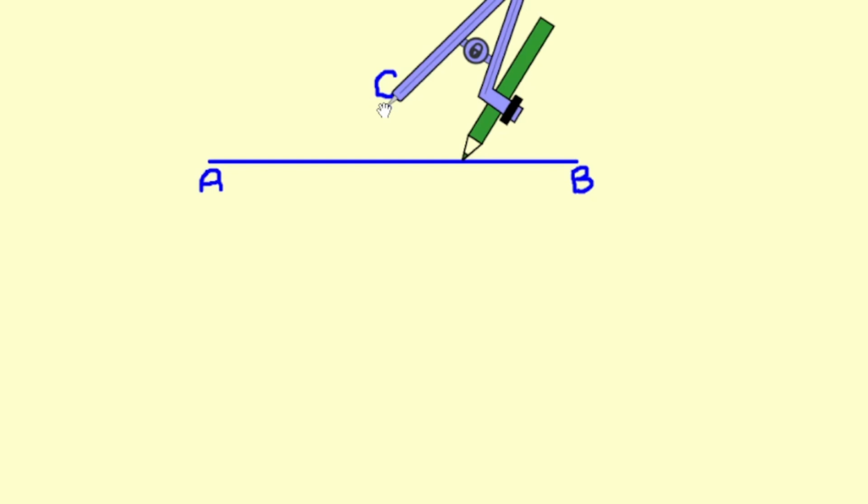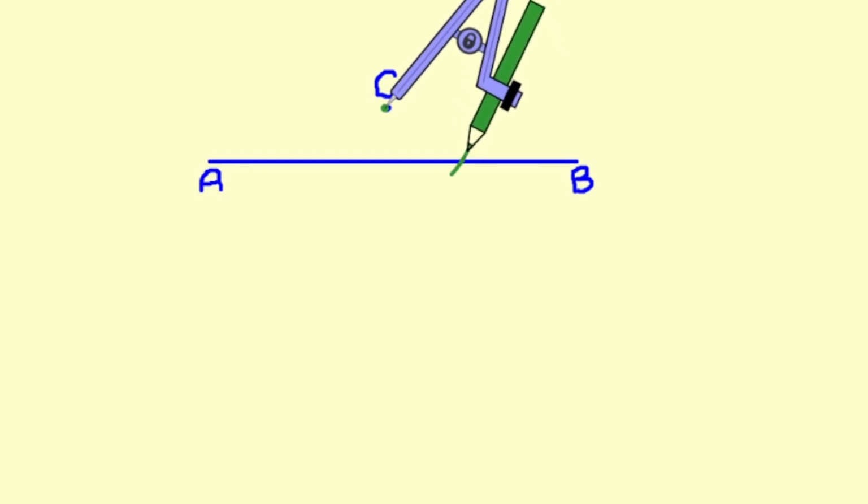Place the tip of the compass at the point C. Extend it to a suitable radius and draw an arc such that it cuts the line segment AB at least at 2 points.